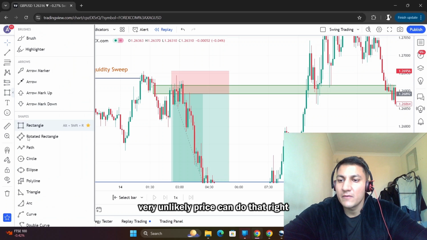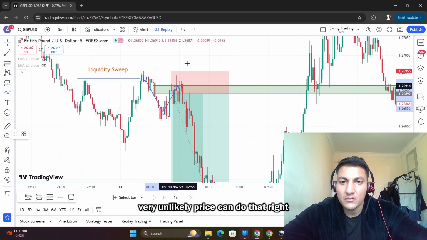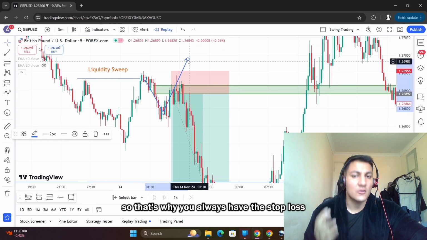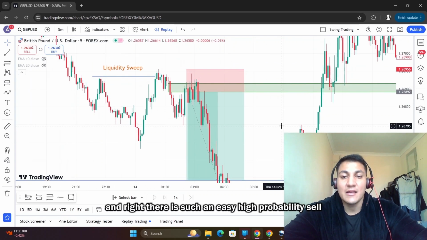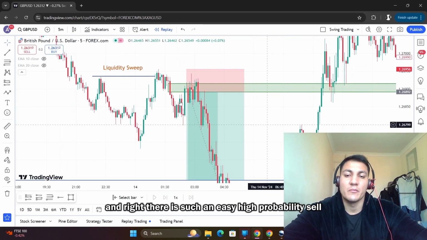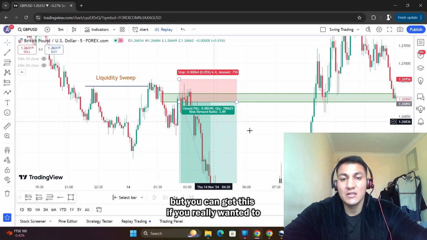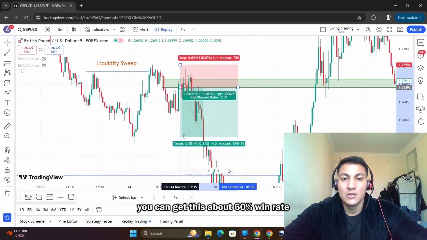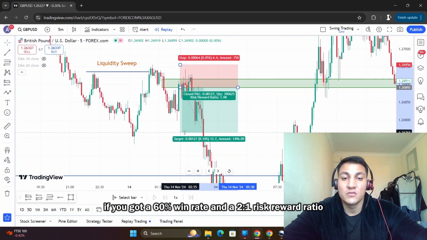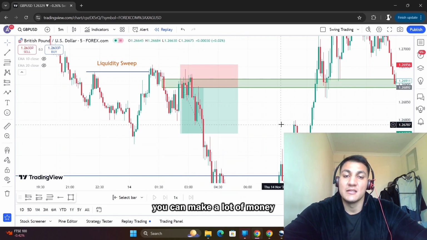So it's very, very unlikely price can do that, right? Not impossible, so that's why you always have the stop loss, but it is very unlikely that can happen. And right there is such an easy, high probability setup. Like you can get this if you really wanted to. Let's say you always aim for a 2-to-1, you can get this about 60% win rate. Right? If you've got a 60% win rate and a 2 risk to reward ratio, you can make a lot of money. A lot of money.